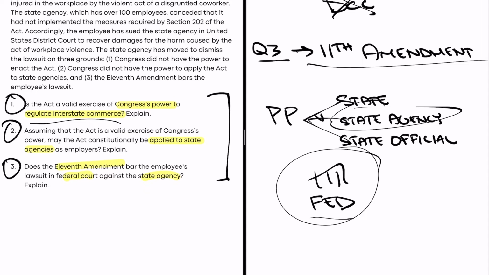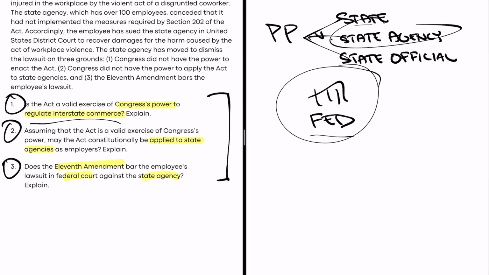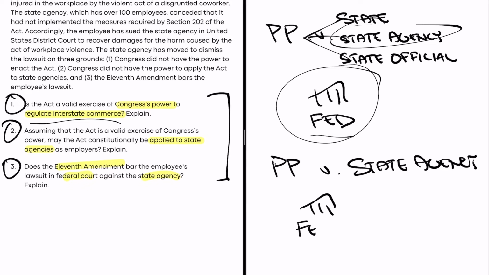We know that typically these types of lawsuits are barred, right? When we have a private party suing a state agency in federal court, we know that these types of lawsuits are barred by the 11th Amendment unless an exception applies. And if we were dealing with a state official, we know there's some additional exceptions to think about, but here we don't have a state official, we have a state agency. So there's really only 2 exceptions where the 11th Amendment immunity would not apply here.